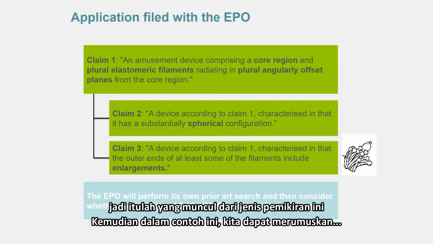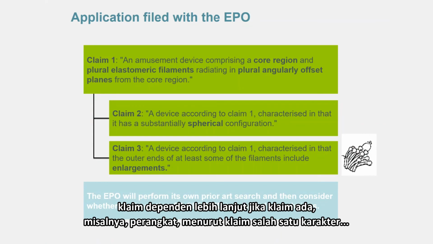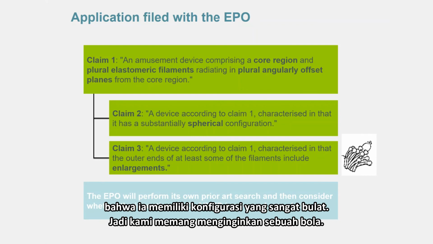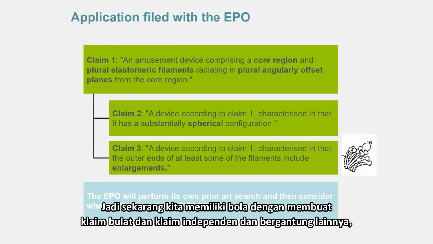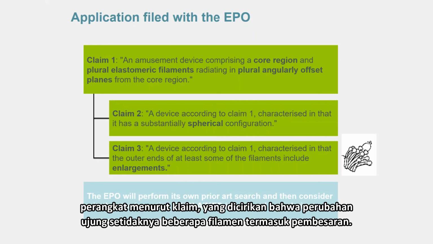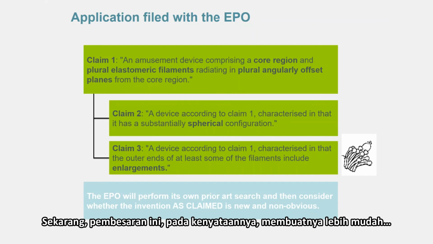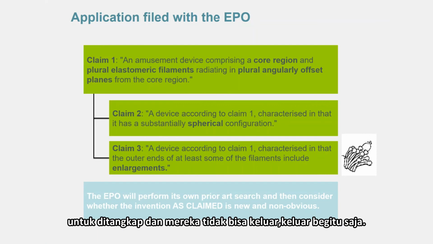Then, in this example, we might formulate two further dependent claims. Claim two is, for example, the device according to claim one, characterized in that it has a substantially spherical configuration. So we did want a ball, and now we have the ball by making it spherical. And another dependent claim: a device according to claim one, characterized in that the outer ends of at least some of the filaments include enlargements. These enlargements, in fact, make it easier to catch, and they cannot somehow slip out of it.